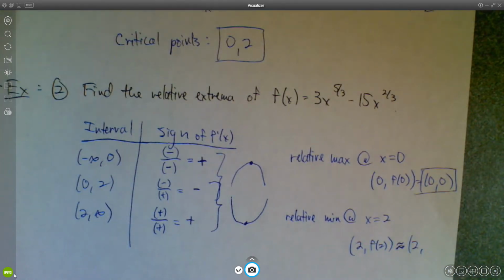Let me see. 3 times 2 to the 5/3 minus 15 times 2 to the 2/3 is negative 9 times 2 to the 2/3, or approximately negative 14.3.